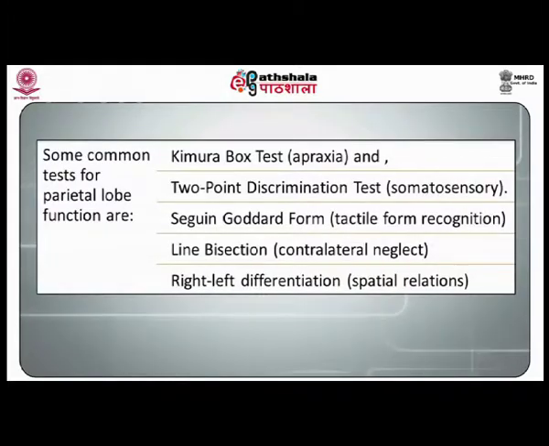Some common tests for parietal lobe functions are the Kimura box test for apraxia and the 2-point discrimination test, that is somatosensory, Seguin-Goddard form board for tactile form recognition, line bisection for contralateral neglect, and right-left differentiation for spatial relations.